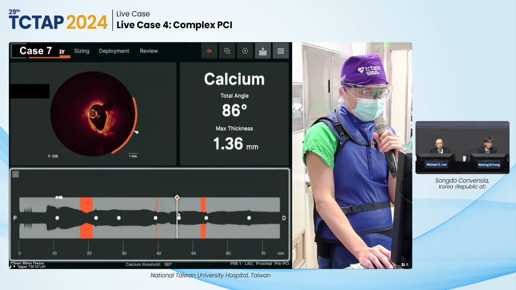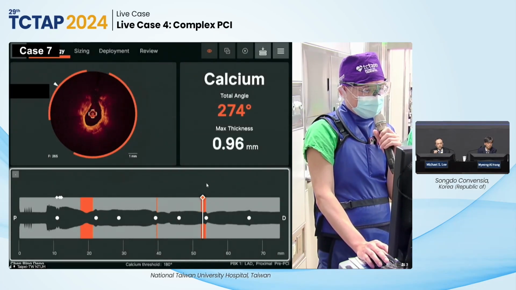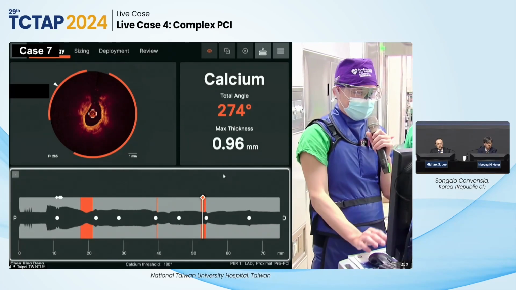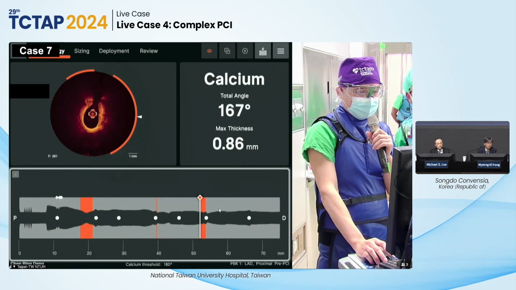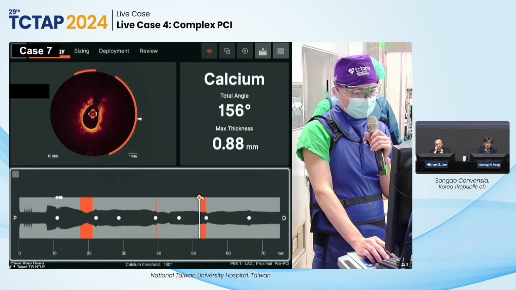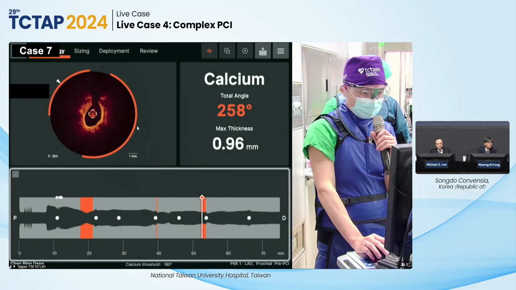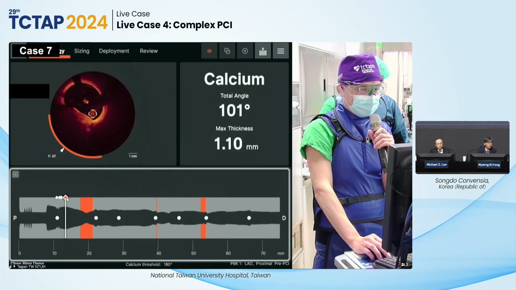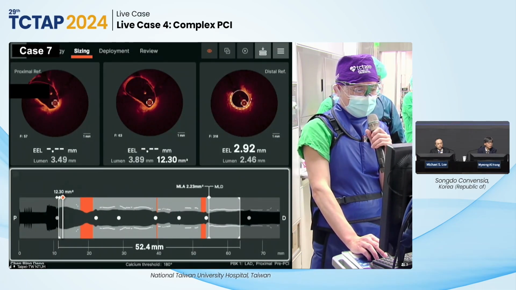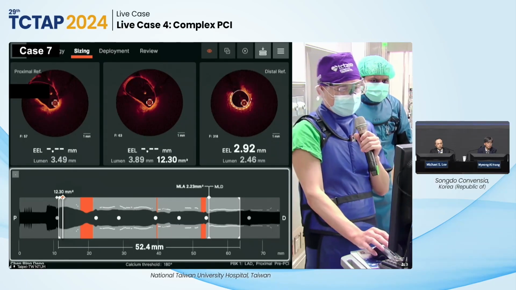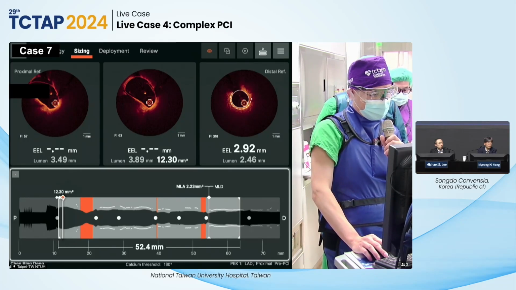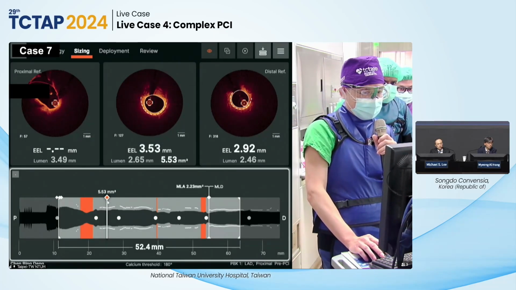Regarding the more distal LAD, there's a short segment of calcified lesions with arc more than 270. But the length is short, so we might not need to use a modification device. In terms of the size, the left main size is around 4.0. The lumen is 3.9 or so, so we round up to 4.0. And the proximal LAD is around 3.5.